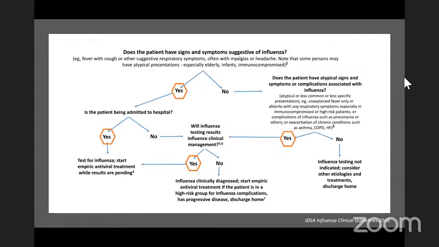This is the algorithm by IDSA on whether to test or not. Basically, in a hospital setting, if you have a patient with signs and symptoms suggestive of influenza and you plan to admit the patient, then testing is a requirement. If the patient does not have typical signs and symptoms of influenza, look for atypical presentations, because some patients might present with unexplained fever, or even afebrile with any respiratory symptom, in a high-risk patient. You should have a lower threshold to do testing. And if it changes your management, of course, you should proceed with testing. If not, then influenza testing may not be considered, and you should consider other etiologies.